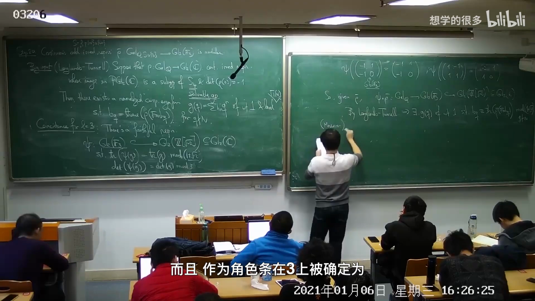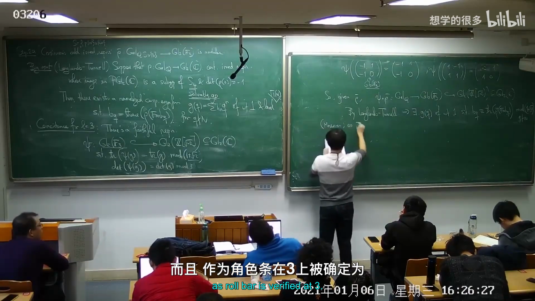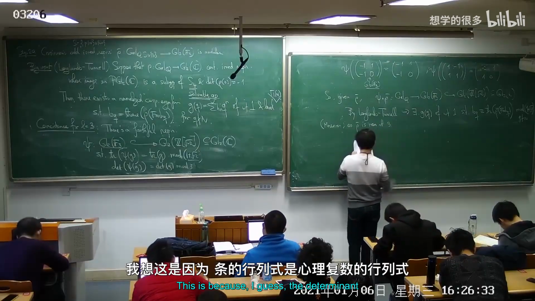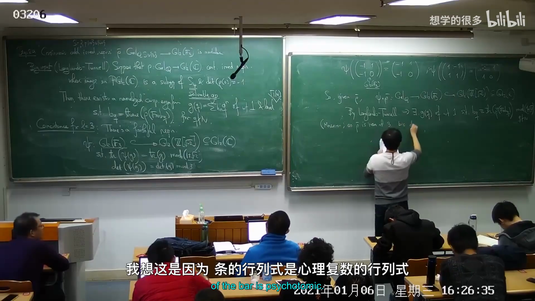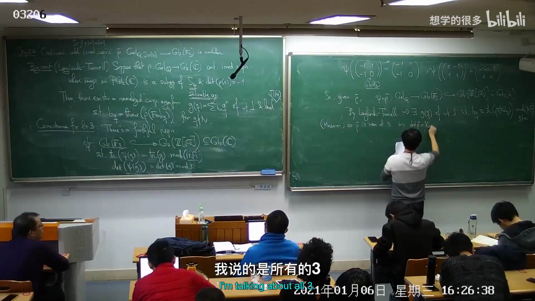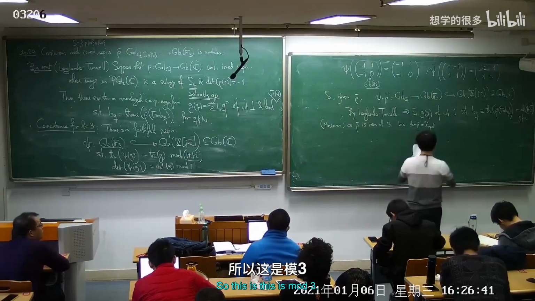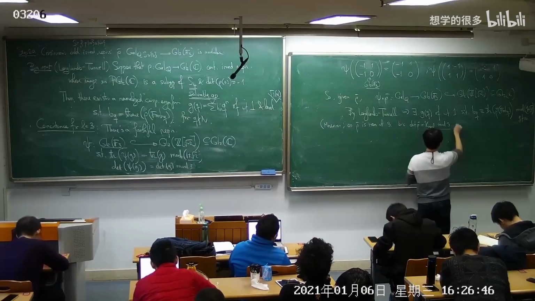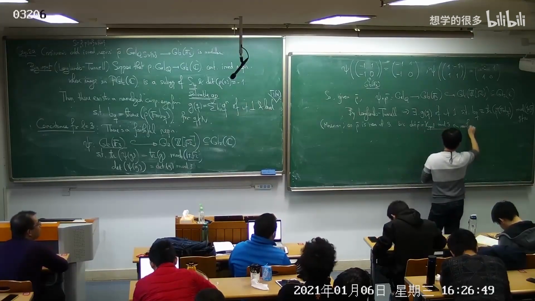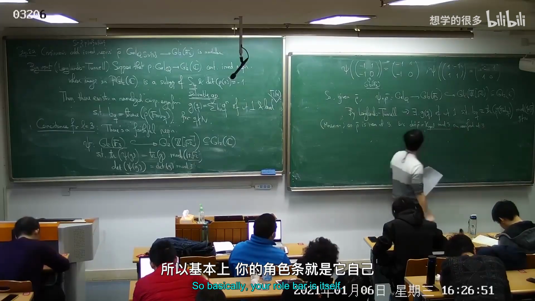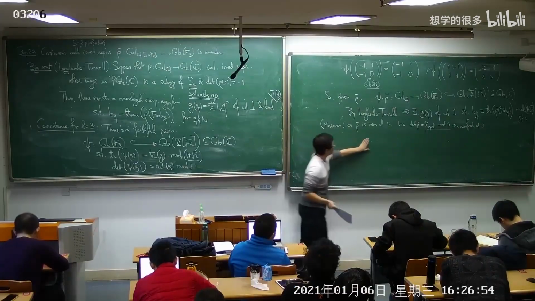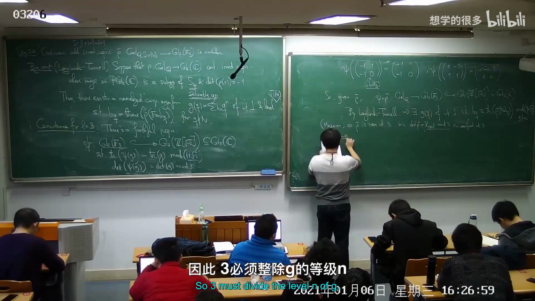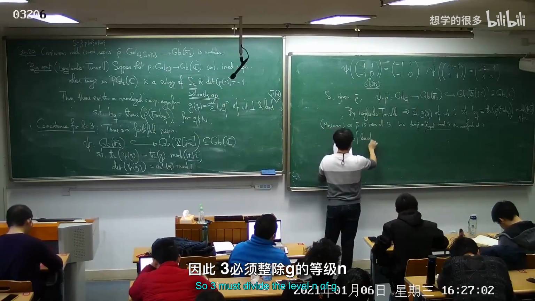Moreover, as rho bar is ramified at 3, this is because the determinant of rho bar is cyclotomic. I'm talking about mod 3, so the cyclotomic character mod 3 is ramified. Its determinant is ramified, so of course rho bar itself is ramified. This is a subtlety. So 3 must divide the level n of g.